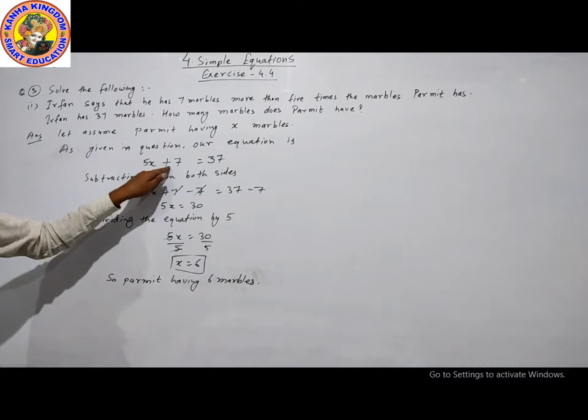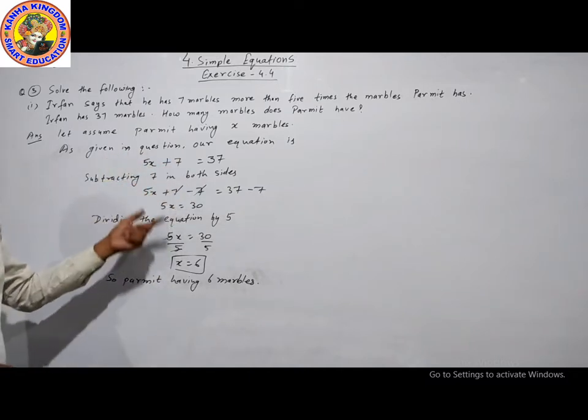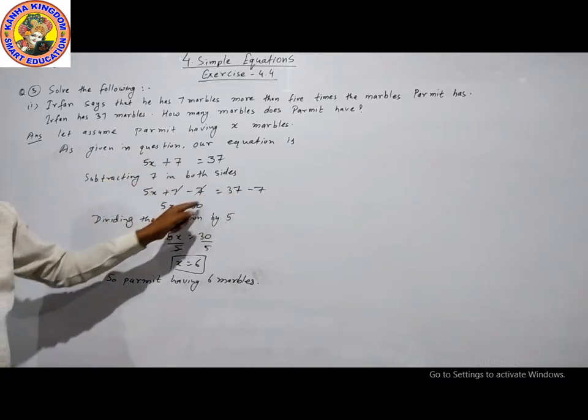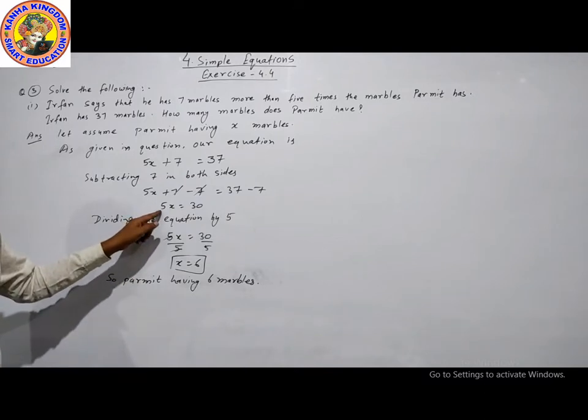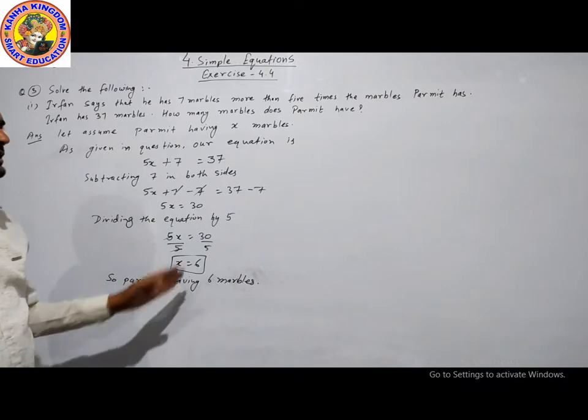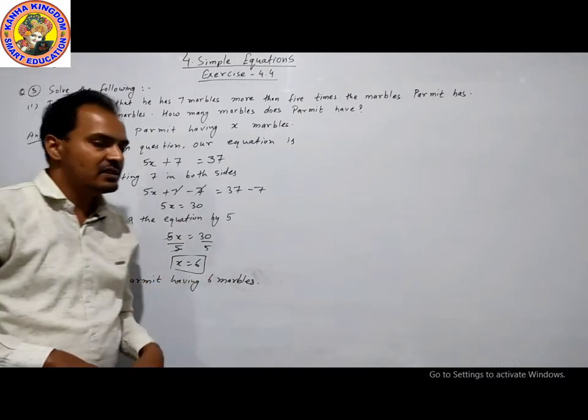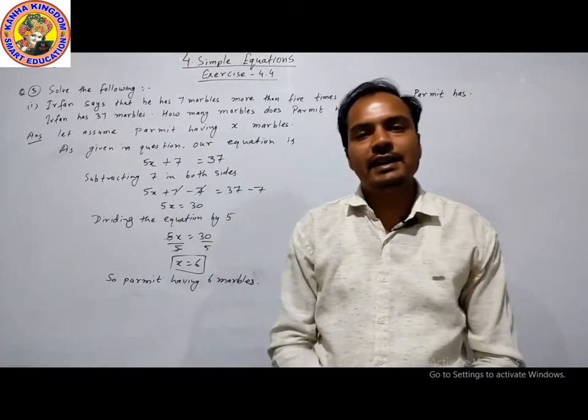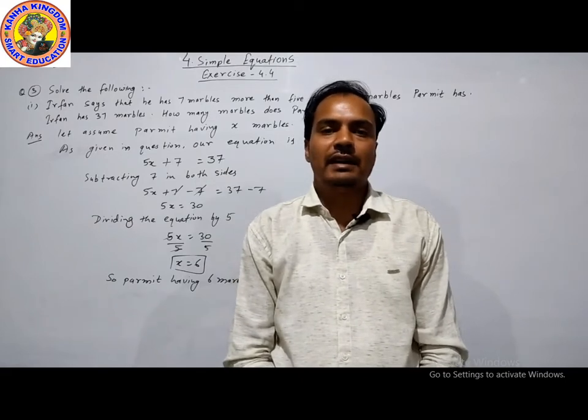Now here is plus 7, so we will take minus 7. Subtracting 7 from both sides. 5x is 30. Now here is multiply by 5, so we will divide by 5. x is equal to 6. x is Parmeet's marbles. So Parmeet has 6 marbles. You can take a screenshot of this. We will move to our next part.